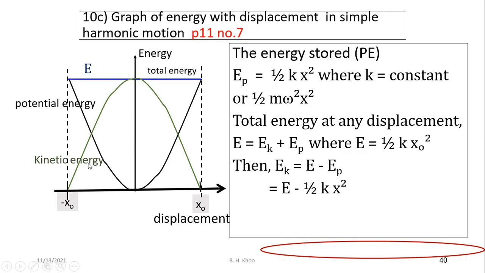Right? So that is your kinetic energy, this one. This is the total energy. This is the potential energy. Easy to remember potential energy. I can draw the total energy. Remember, it cannot go outside because that is the amplitude. That's the amplitude.